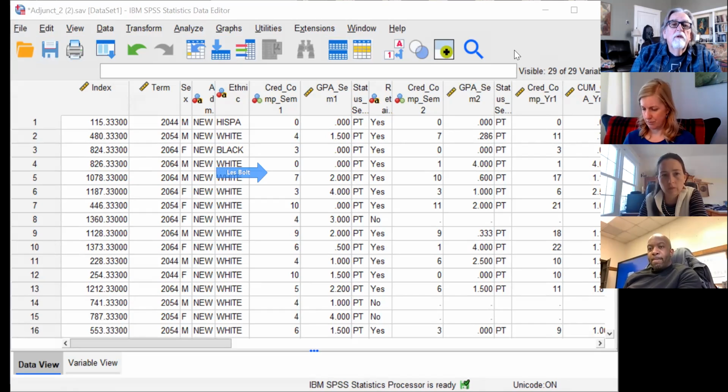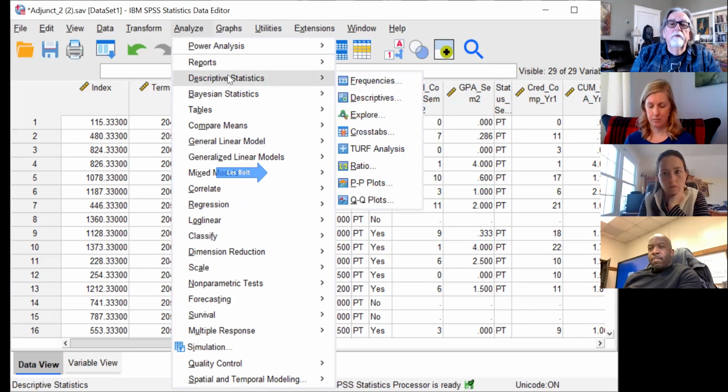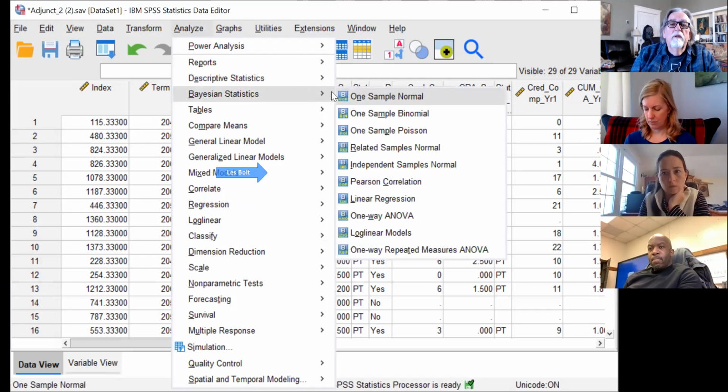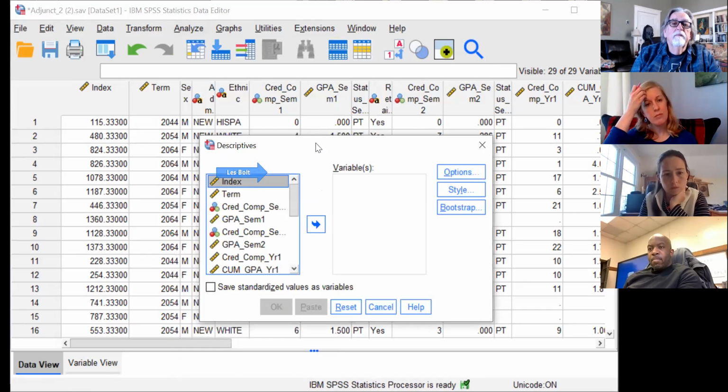So if we're going to go over here to Analyze, this little banner up here is always in the way. Okay. We're going to Descriptives, and we could load all those into the variable box, and that's what I'm going to do.